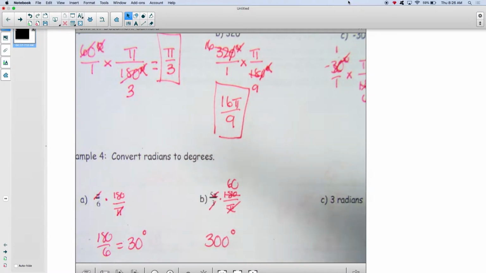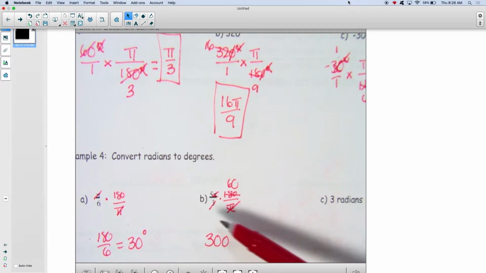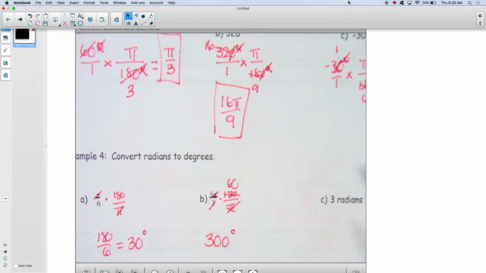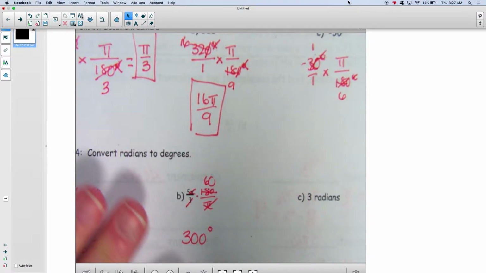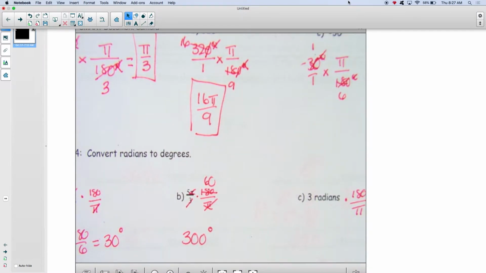Anytime you're given angle measures that have a pi in it, unless it says 5 pi over 3 degrees, it's radians. In this case, it's just a number 3, and it's 3 radians. So how do I convert 3 radians to degrees? Well, just like you did the other ones. You multiply by 180 over pi. In this case, you're going to get the calculator out. You're going to go 3 times 180 divided by pi.